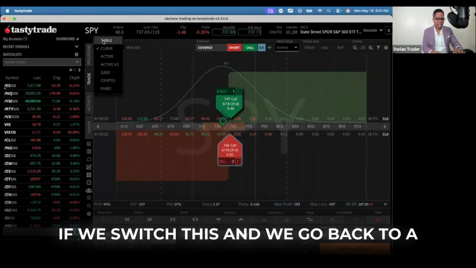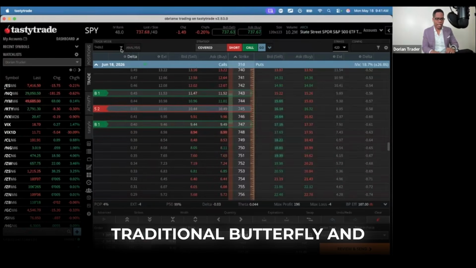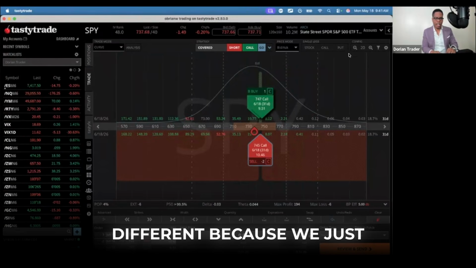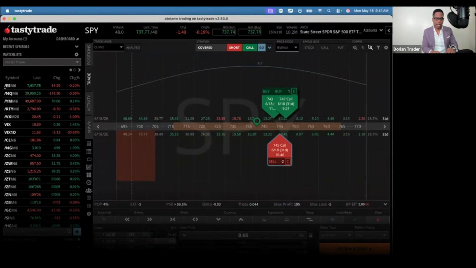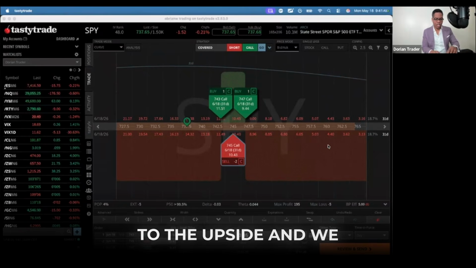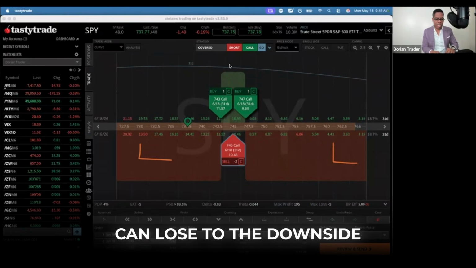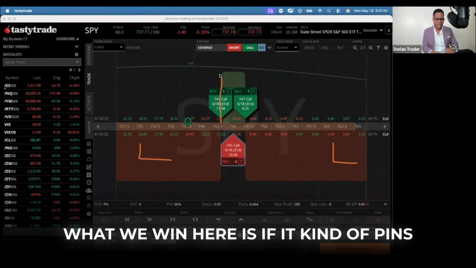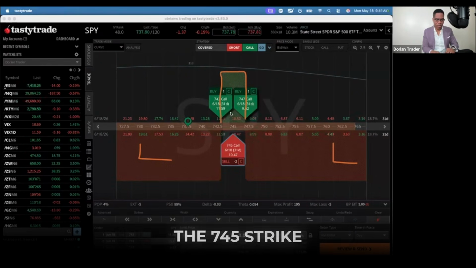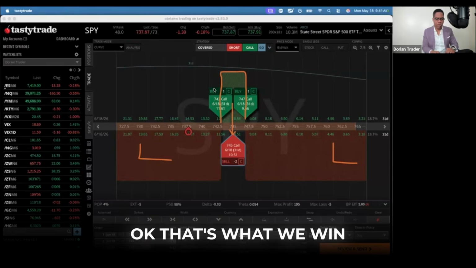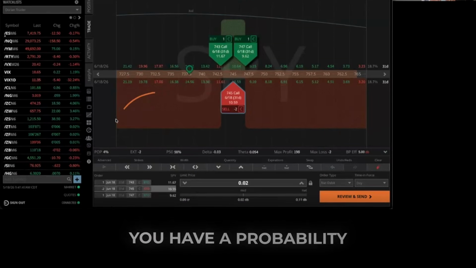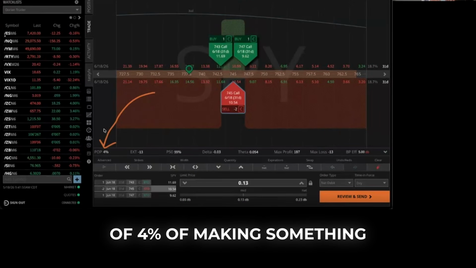If we switch this and we go back to a traditional butterfly and we go by this curve view, you'll see that now it's a little different because let me just make it a little bigger if we can do that. Yeah. Now you can see that we can lose to the upside and we can lose to the downside. Where we win here is if it kind of pins in this area, especially if it pins on this strike, the 745 strike. Okay, that's where we win. And so it's less of a probability. You can see this one right here saying you have a probability of 4% of making something at expiration.